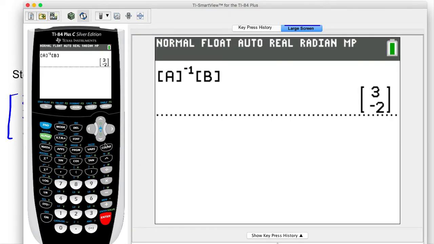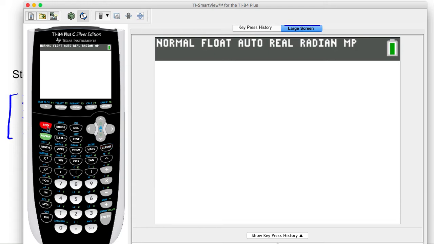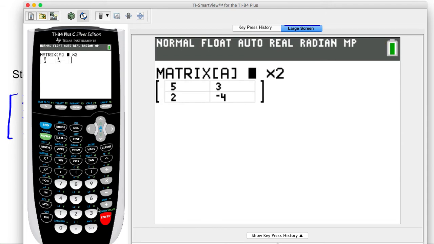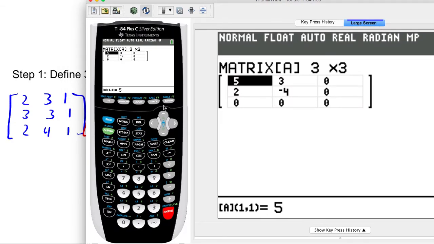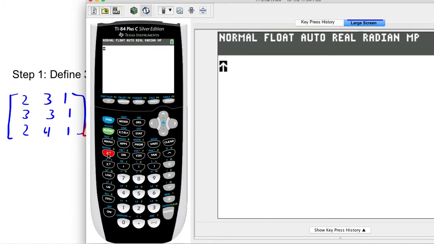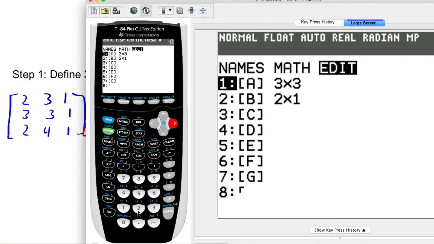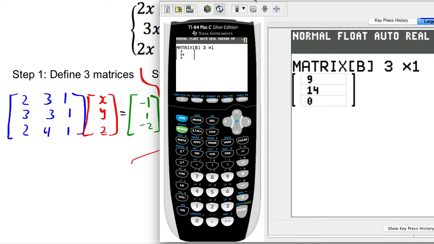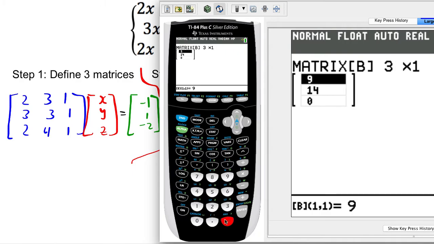Now don't forget, we actually did not cover how to find the inverse of a 3 by 3 matrix. So instead, what we need to do is use our calculator. So I'm going to go back. I'm going to write over matrix A. So I'm going to do a 3 by 3 matrix now, and just make sure I put in these same values. So that's going to be a 2, 3, 1, 3, 3, 1, 2, 4, 1. Quit out. Go back to the matrix menu, over to Edit, go to matrix B now, and this is a 3 by 1 matrix. And it's a negative 1, positive 1, and a negative 2.